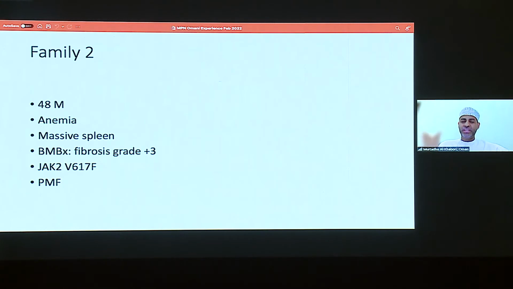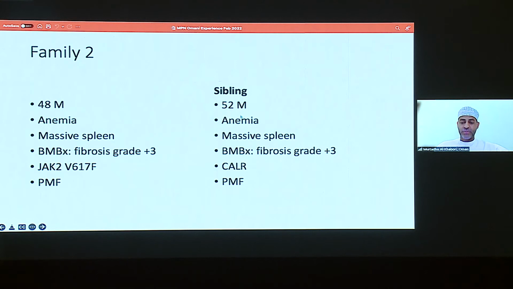After 2 years of his follow-up, he told me that he has an older brother who has been treated somewhere else and came recently to the country. So I asked him to bring his brother, and his brother was 52. Again, exactly the same presentation: anemia, massive splenomegaly. He had almost the same fibrosis, actually 3+. However, the interesting part is that he did not have the JAK2 mutation; he had a CALR mutation. And his final diagnosis was, again, primary myelofibrosis.